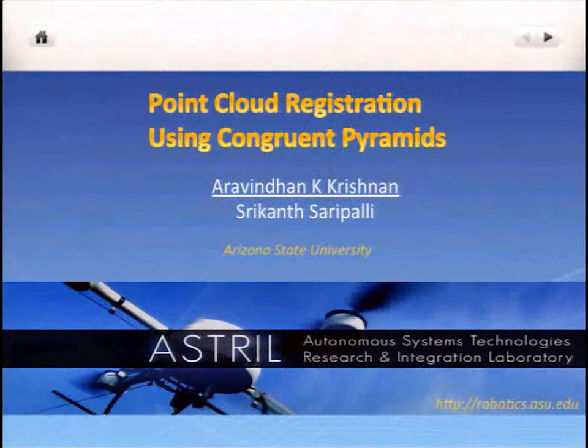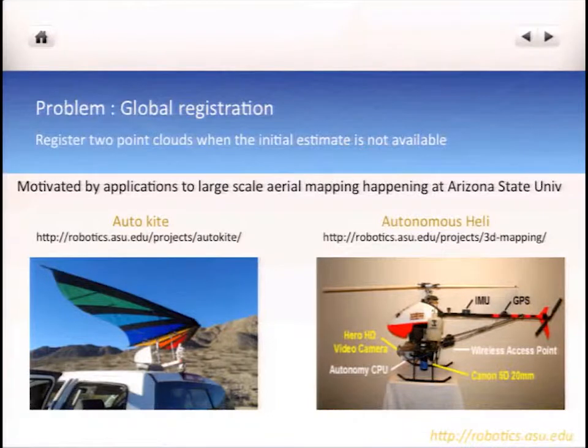Hello everybody, I'm Aravindan. I'm going to present our work on point cloud registration using congruent pyramids. The problem we're trying to solve here is global registration, that is aligning two point clouds when there is no initial estimate of the transformation between them.